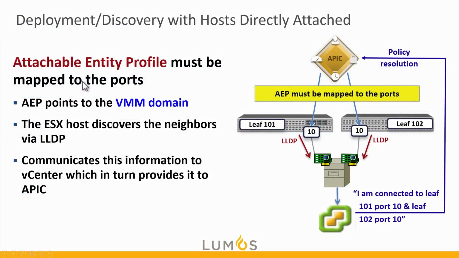So again, the attachable entity profile, or AEP, must be mapped to the ports. So the AEP, if you remember back to our diagram, is what associates to the VMM domain. And then assuming we're still using discovery protocol, the ESXi host discovers the neighbors via LLDP or CDP. It doesn't matter which. The ESXi host communicates this information to the vCenter. So it says I'm connected to leaf 101 port 10 and leaf 102 port 10, maybe a VPC. Might not be VPC, in which case we wouldn't be using LACP. We'd probably be using MAC pinning.